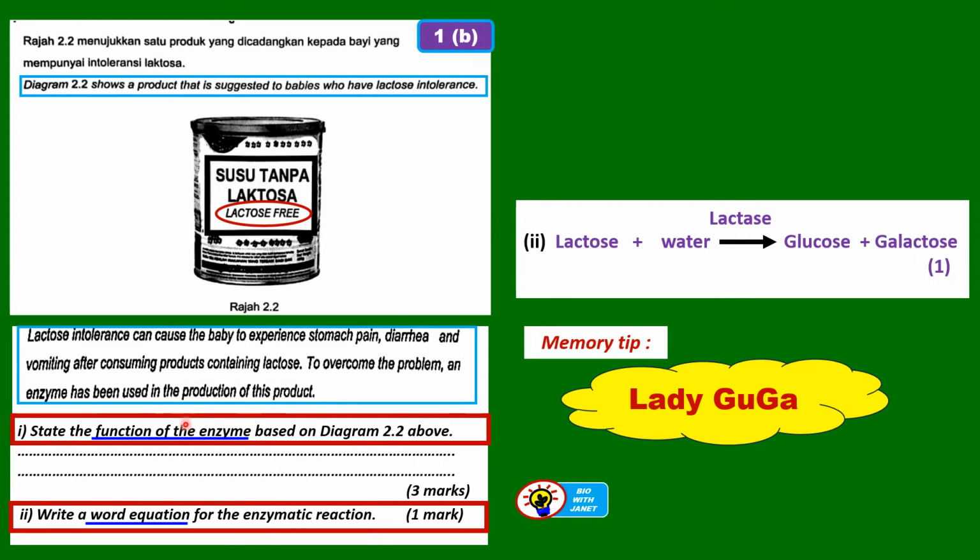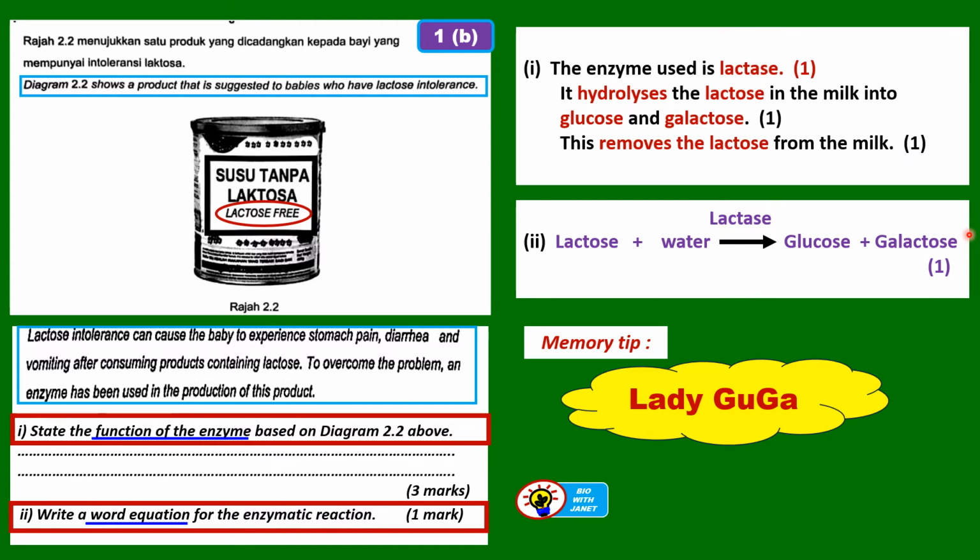So what enzyme is being used here? Since the products contain lactose, the enzyme must be lactase. Okay, so lactase is used to digest the lactose to form glucose and galactose and make the milk lactose-free. So the enzyme used is lactase. Now notice 3 marks are given for this, so you have to have enough points. So first mention the enzyme, all right, because they ask you to state the function of the enzyme. Enzyme used is lactase. Secondly, the function is it hydrolyzes the lactose in the milk into glucose and galactose, 1 more mark. And this is to remove the lactose from the milk.